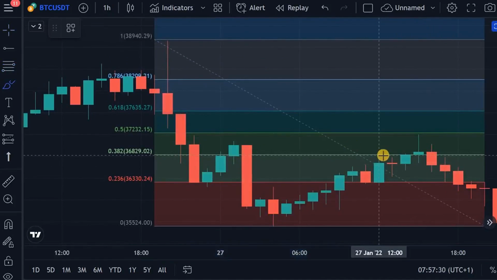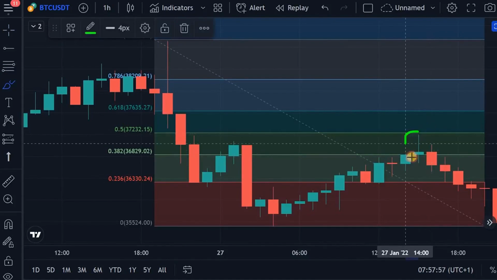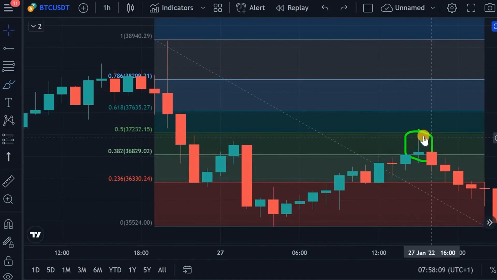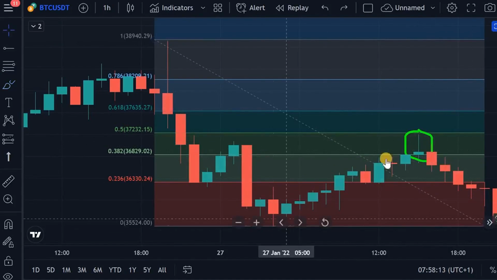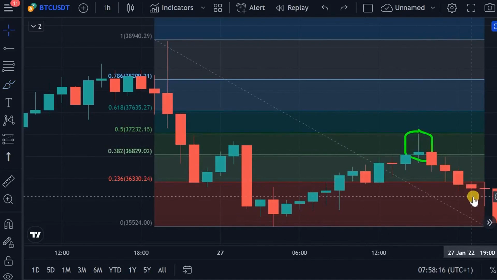The first resistance was at around the 0.382 at this particular level. Then soon after, it had another leg to the upside, all the way to the 0.5 Fibonacci level. And when this happens, the price continues to go in the downward direction. So this basically acted as resistance in the price chart.